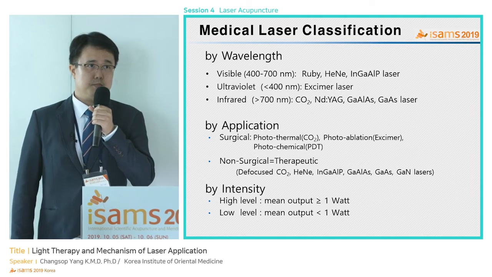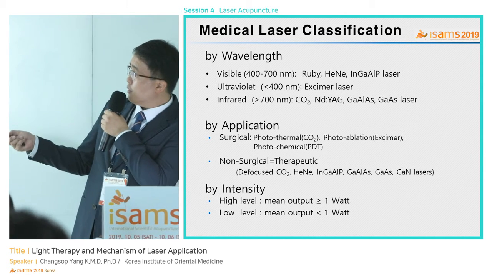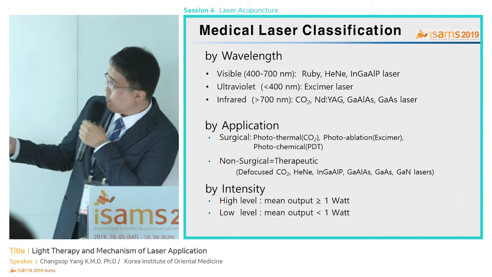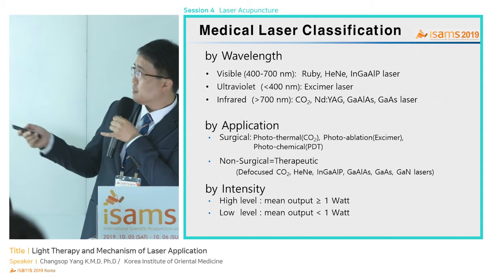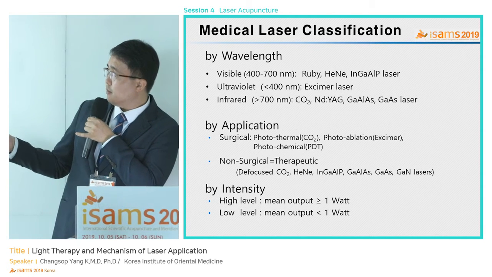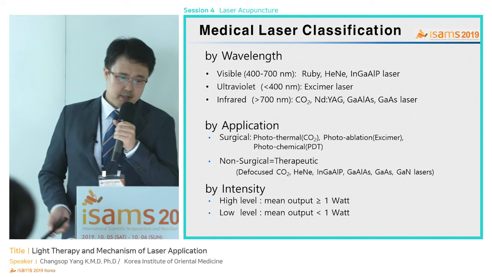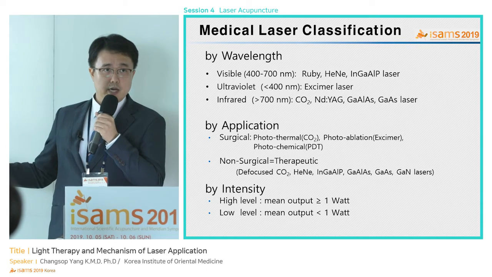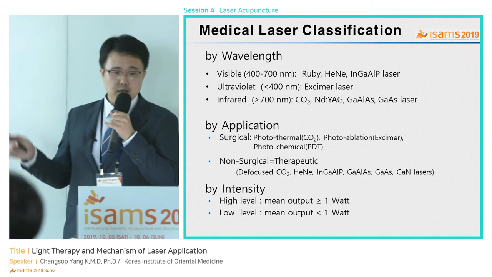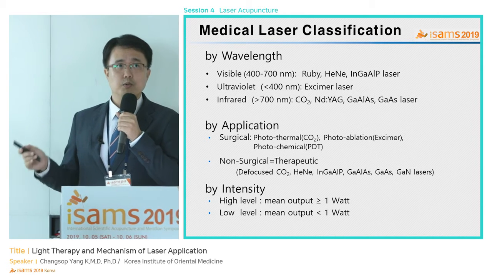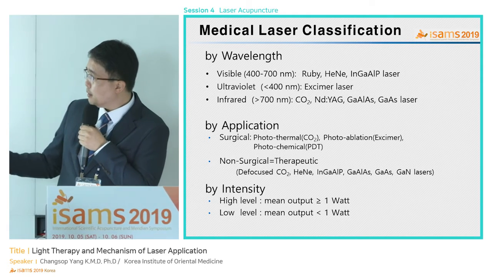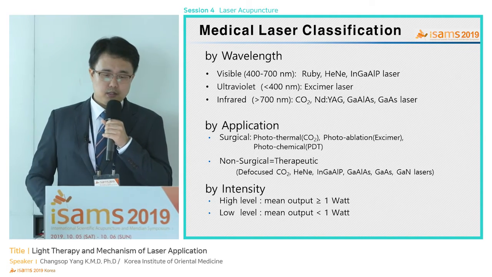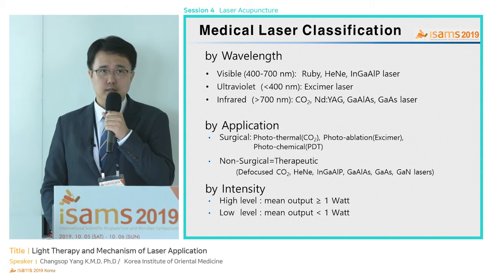There are some other ways to classify the lasers. One is by wavelength, which consists of three subtypes: visible, ultraviolet, and infrared types. And by application, which Professor Zhang already mentioned, there are surgical lasers and non-surgical lasers, called therapeutic lasers, which use the photobiomodulation effect. And the last one is by intensity. The standard watt is 1 watt, 1,000 milliwatts.